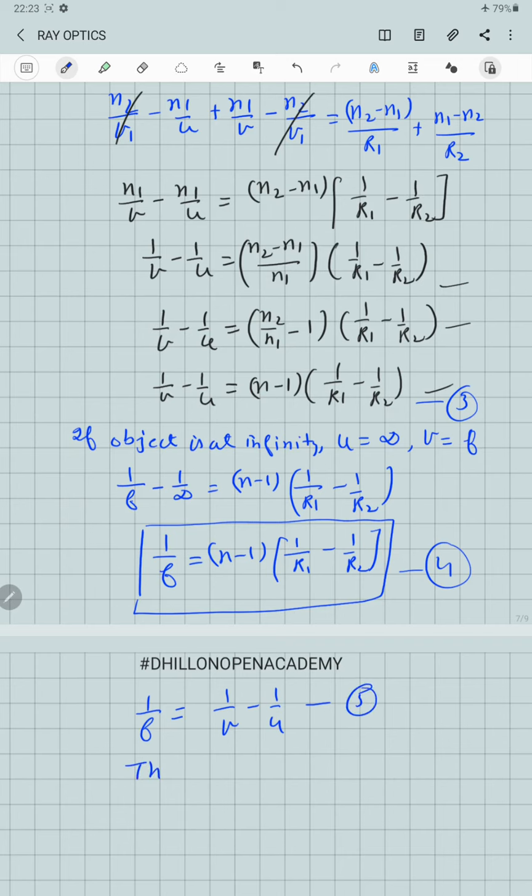This equation is known as the thin lens formula, which gives the relation between object distance u, image distance v, and the focal length of the lens. Equations number 4, 3 and 5 are equally valid for the double concave lens also. So it doesn't matter whether the lens we are using is convex or concave, equations 3, 4 and 5 are equally valid for both of the lenses.